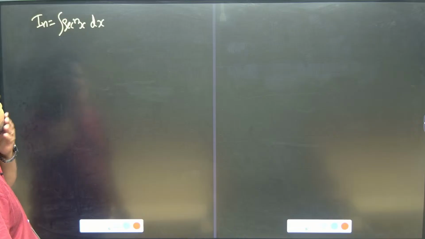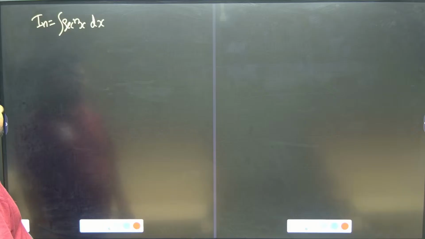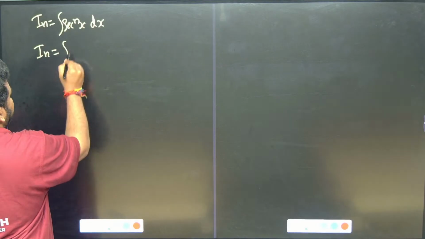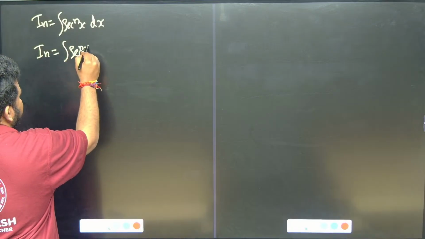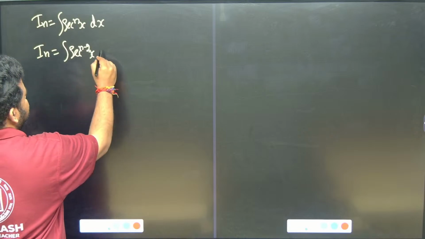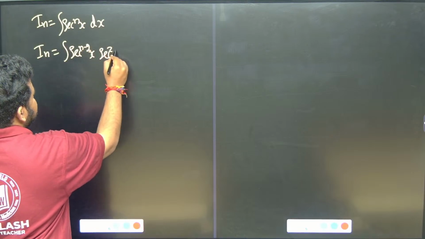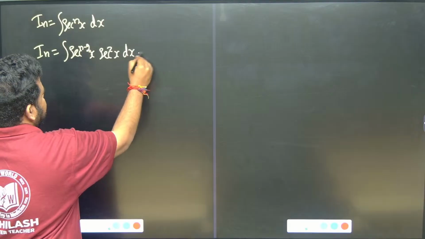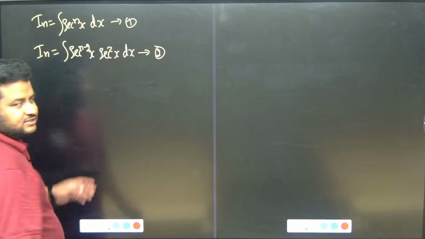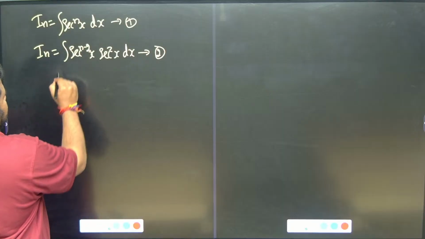So see here, friends, secant nx dx is given, which means here we have to separate it like this. I of n is equal to integral of secant n minus 2x, secant is there so you have to get secant square x, into secant square x dx. Let this be equation 1 and let this be equation 2. Let us write steps correctly.